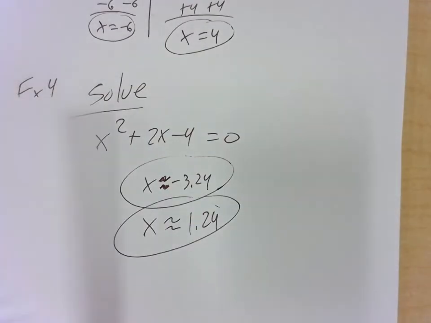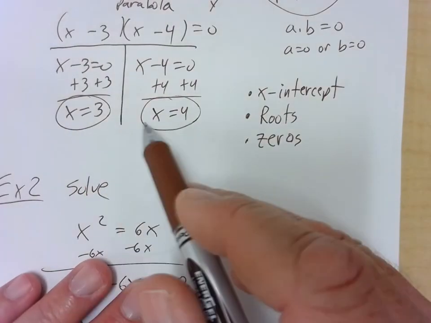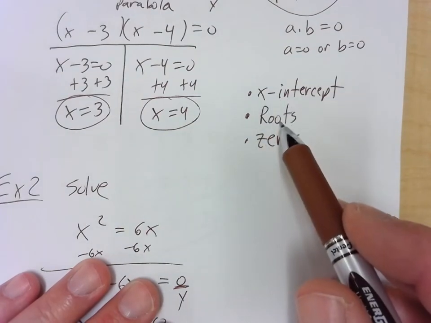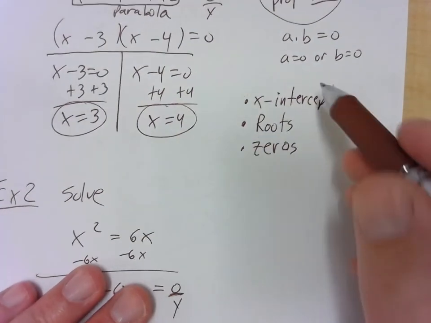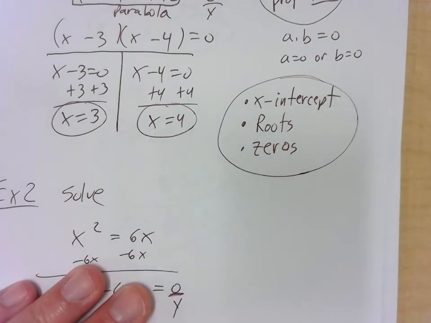Here's my summary page here. So like 3 and 4, these are the x-intercepts, or the roots, or the zeros of the function. And like I always say, if you can name something 3 ways in math, it's really super important. All right.